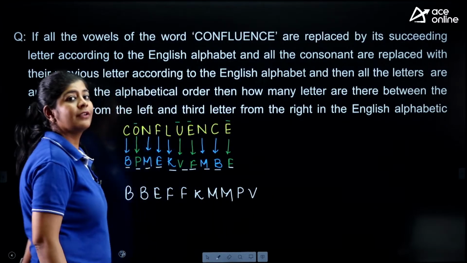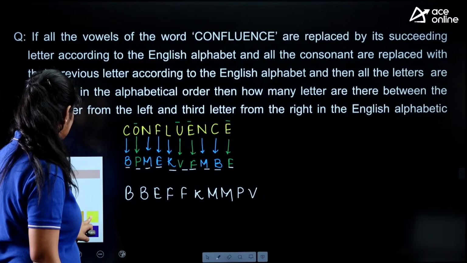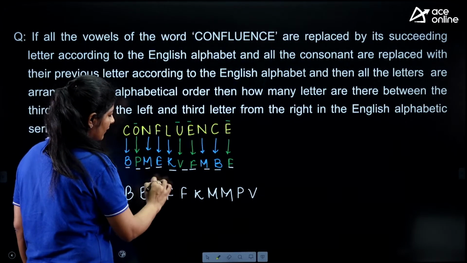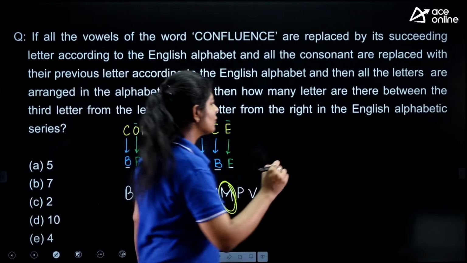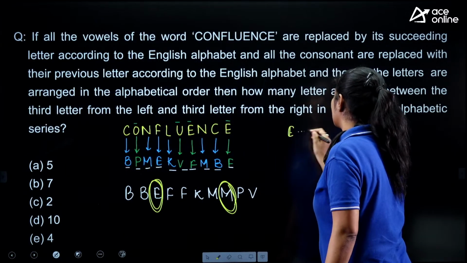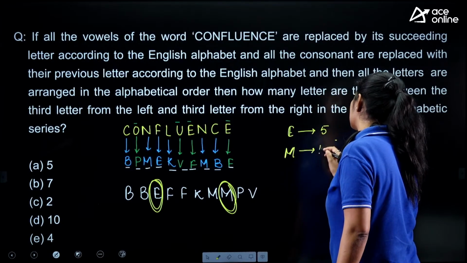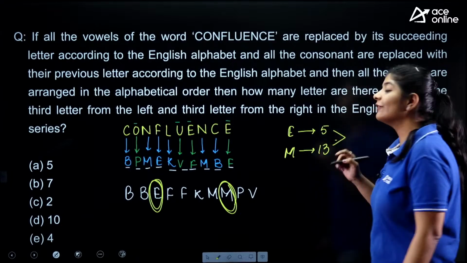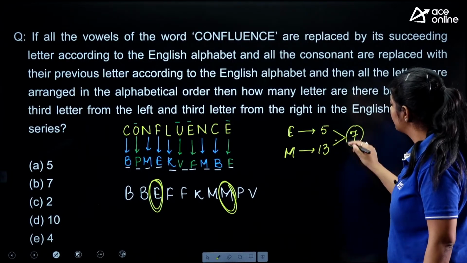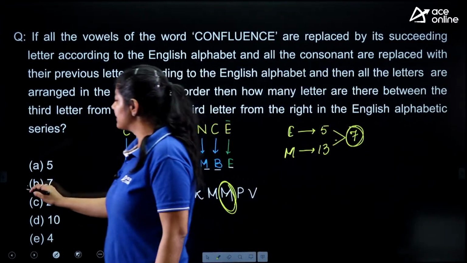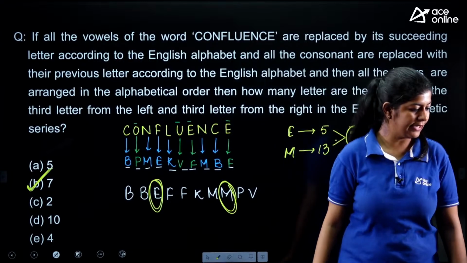Right? Now we need to figure out the third from the left and the third from the right. So this is the third from the left and the third from the right. The associated number of E is 5 and the associated number of M is 13. So the number of alphabets lying between these two is 7. Option number B is the correct one.